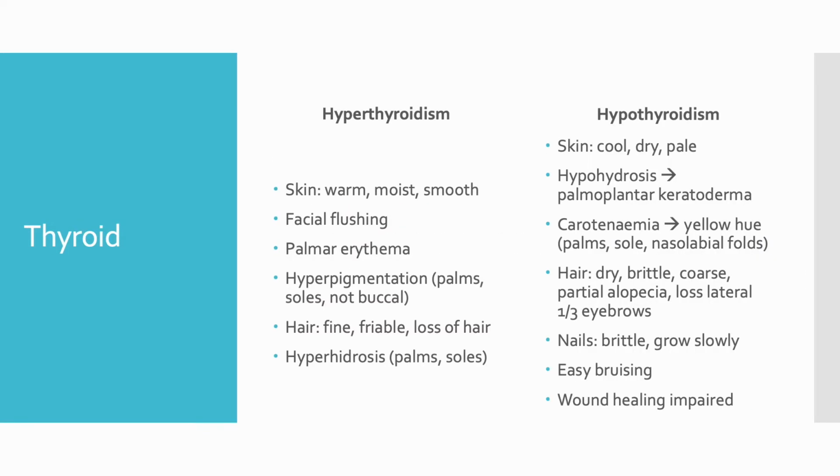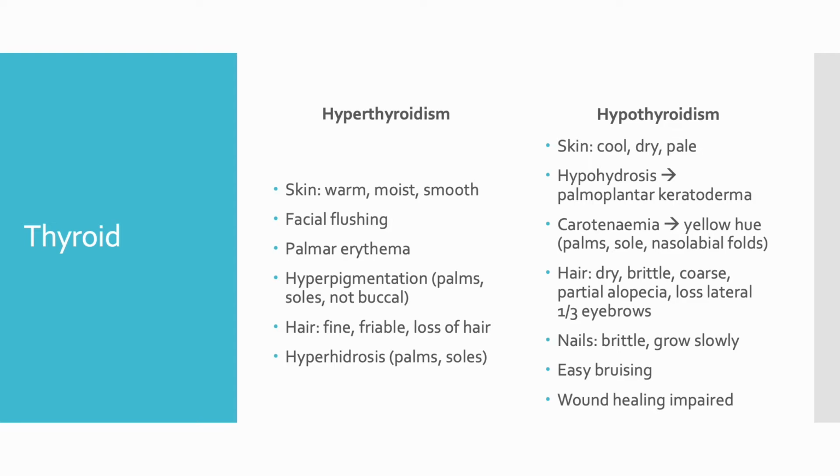The skin is quite commonly affected in aberrations of thyroid function. In hyperthyroidism or thyrotoxicosis, the skin is often warm, moist, and smooth. There may be facial flushing and palmar erythema. There may be hyperpigmentation of the palms and soles, but you don't tend to see hyperpigmentation of the mucous membranes. There may be hair thinning. The hair may become fine, friable, and a diffuse alopecia may develop. And there may be hyperhidrosis, increased sweating of the palms and soles.